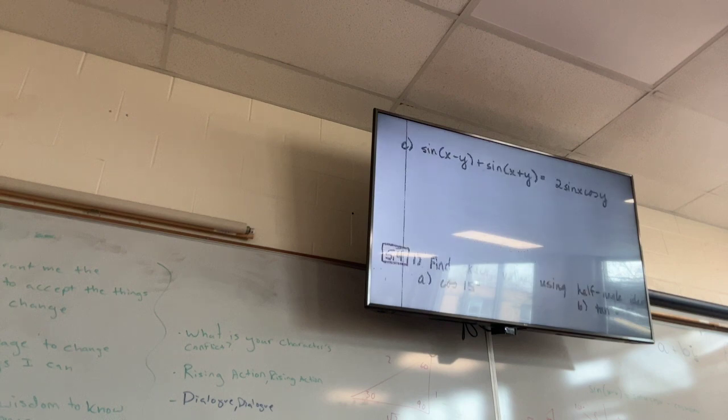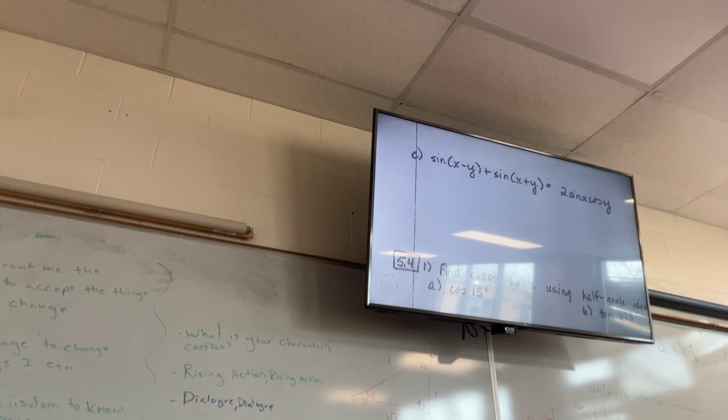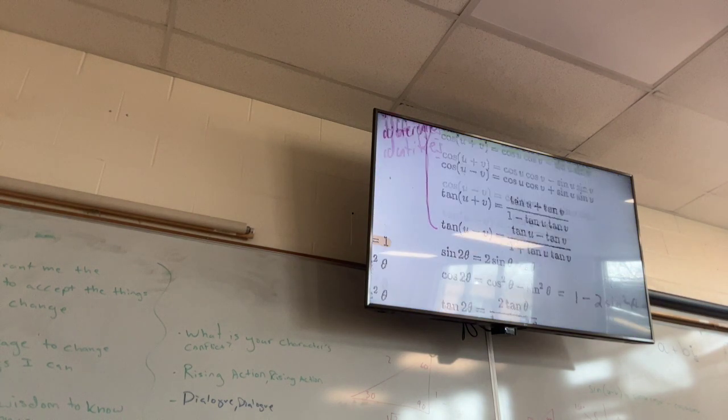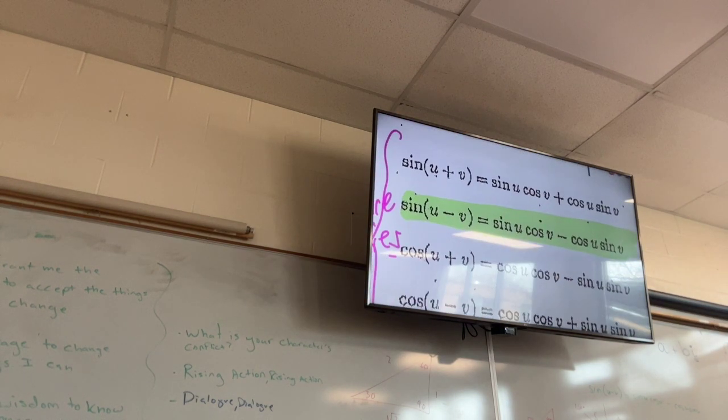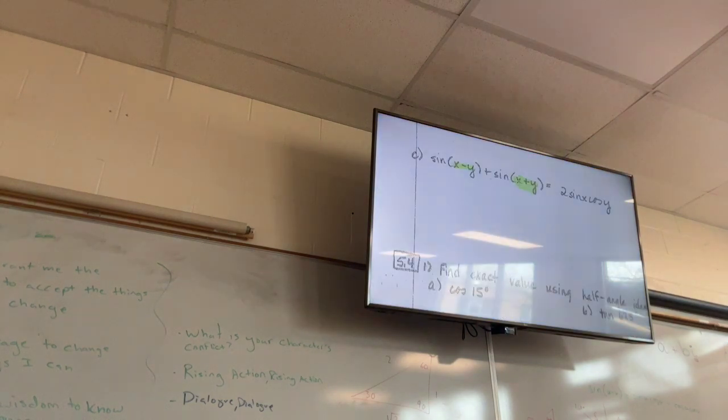All right, this next one. What do you think we do? All right, we have a sine of two things minus from each other and a sine of two things added. So we have formulas for those right here, right? Sine of u plus v and sine of u minus v. So let's just plug stuff in. Okay, I'm gonna use yours. So my u here is equal to x. My v is equal to y. So sine of x minus y, I'll color code these.